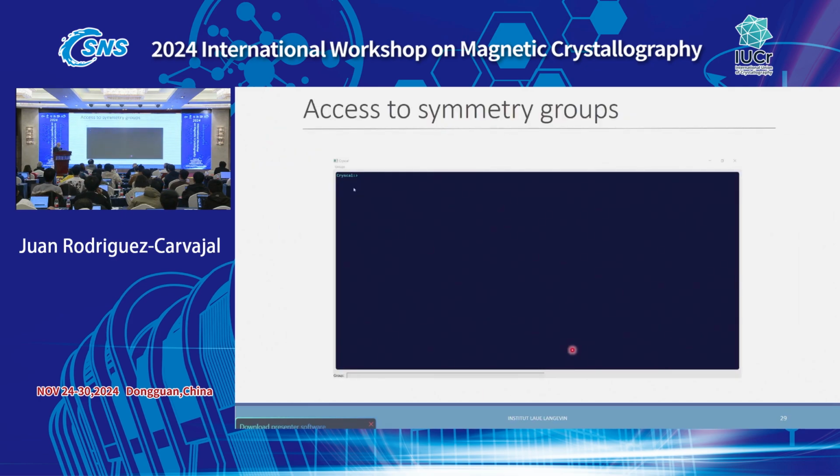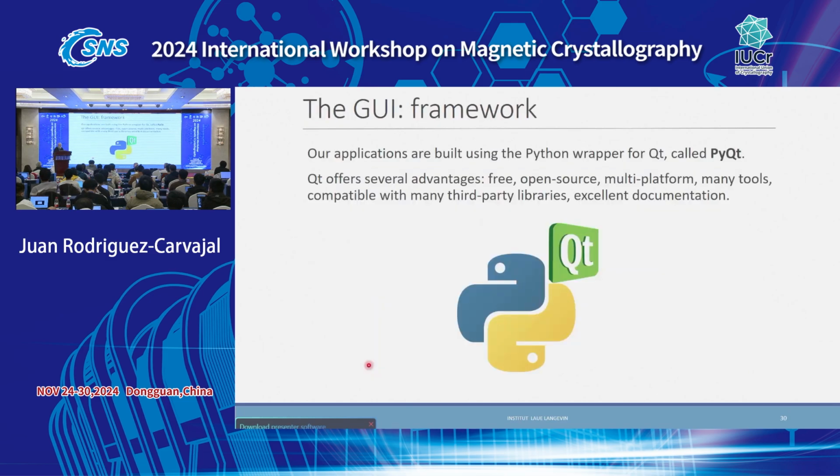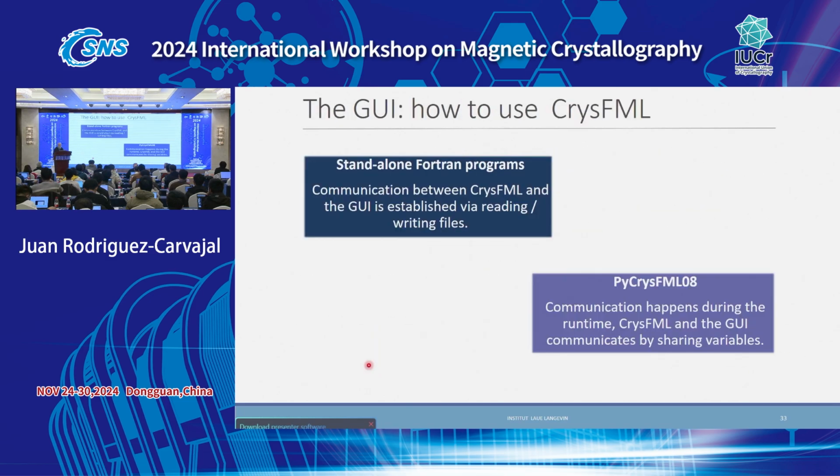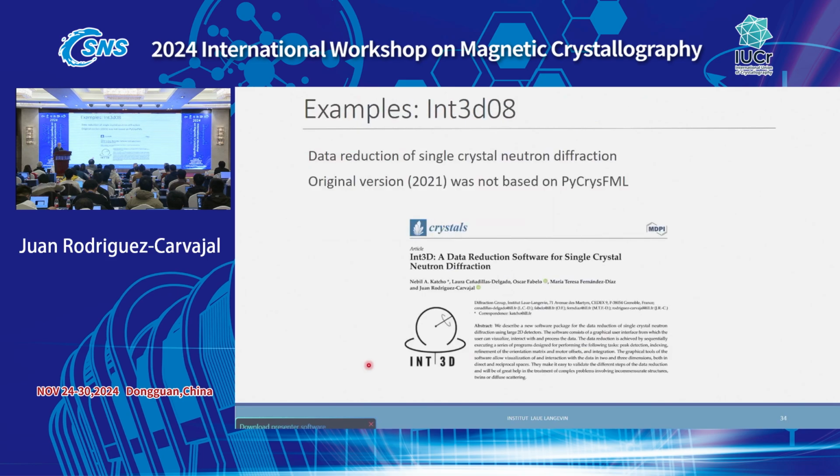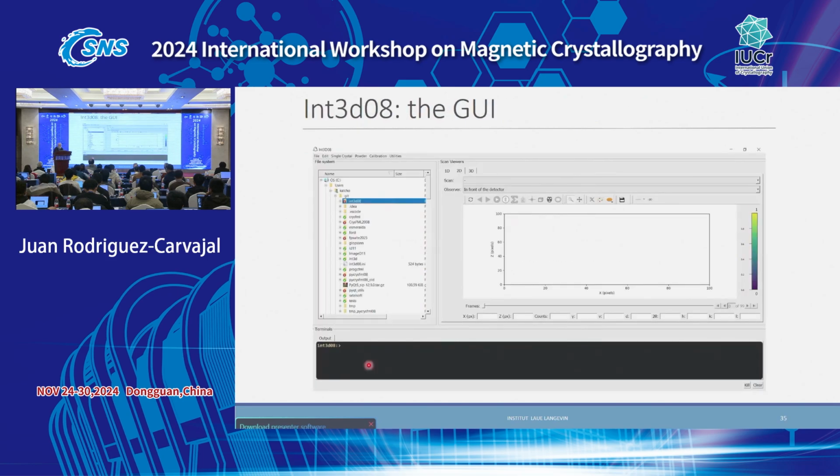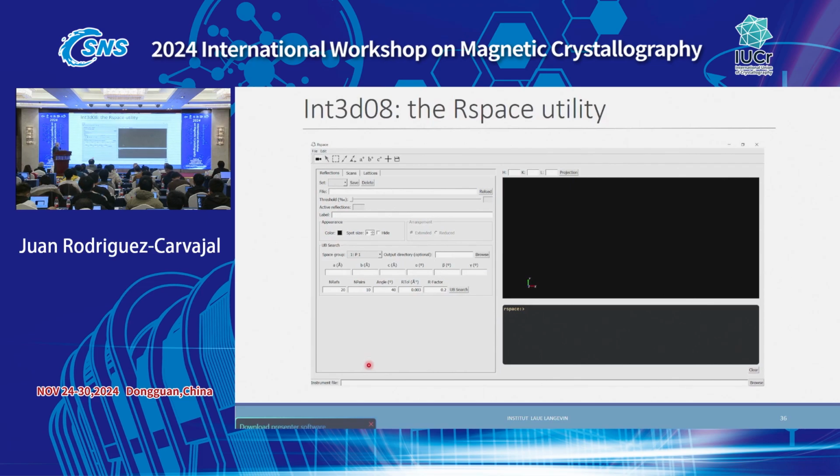Let me just see if it works. Access to symmetry group. I don't know if this is, let me just, no, now it doesn't work. Let me just, visualization. Well, this is a program which is in 3D that allows you to count. You can go away from. No, sorry.